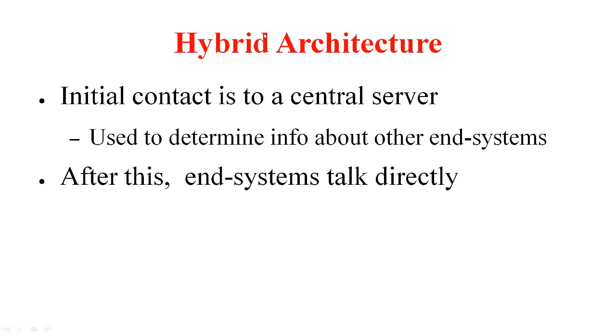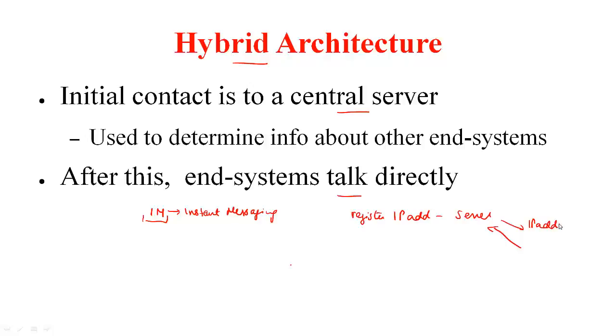Pure peer-to-peer systems are a bit of a rarity. What often happens in practice is a hybrid architecture where the initial contact is to a central server, but after this point, the end systems talk directly. For example, when you're doing instant messaging, you don't know the status of your buddies, whether they are online, offline, and what their IP addresses are. So what is often done in the implementation is that your buddies, when they come online, are going to register their IP address with a server. You, when you want to talk to them, are going to contact the server, and this is going to provide their IP address to you. And after this point, you will directly contact the particular buddy and chat with him.